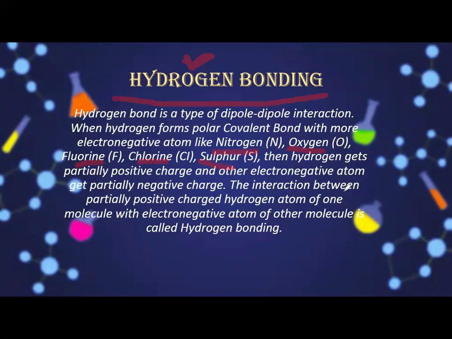So the interaction between the partially positive hydrogen atom of one molecule and the electronegative atom of another holds the molecules together, and this type of bonding is called hydrogen bonding. See an example.